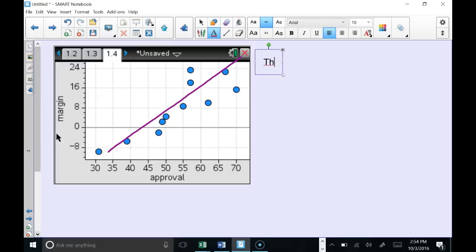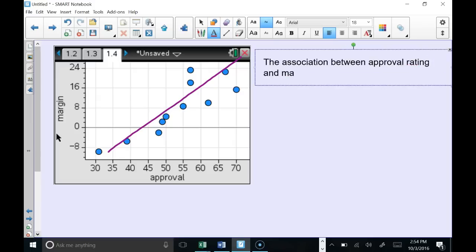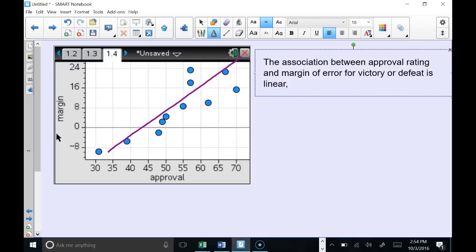So I would say the association between approval rating and margin of error for victory or defeat is linear. That's my form. My direction is still positive. As the approval rating goes up, the margin of error they win or lose by goes up. And I wouldn't say incredibly strong. I would say moderately strong.